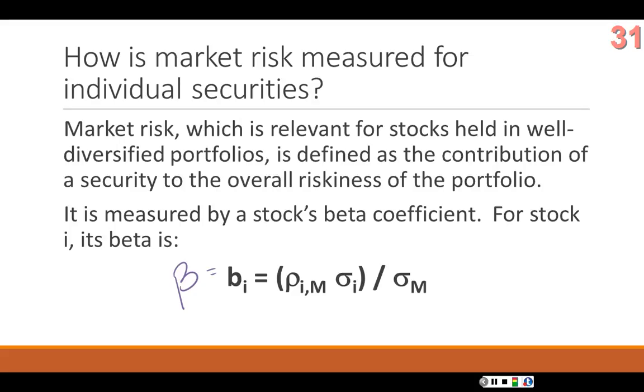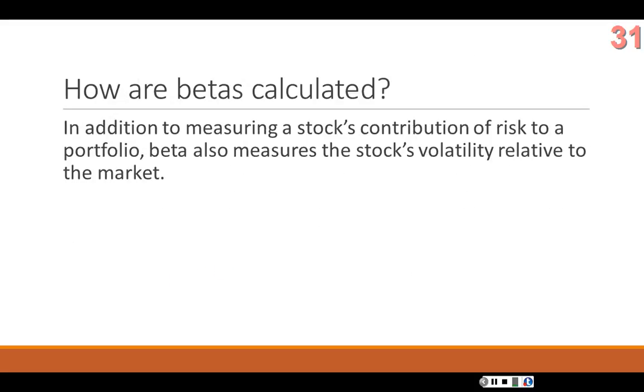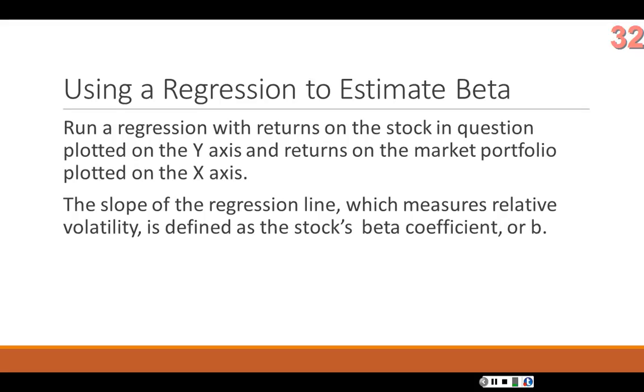If a stock has a beta higher than 1, that means that it's more responsive to changes in the market. If it's less than 1, then it's less responsive. Beta measures the stock's volatility relative to the market, and we calculate betas using a regression model. So you run a regression with the returns on the stock in question plotted on the y-axis and the return on the market portfolio plotted on the x-axis. You calculate the slope of the line of best fit, and this is the beta.